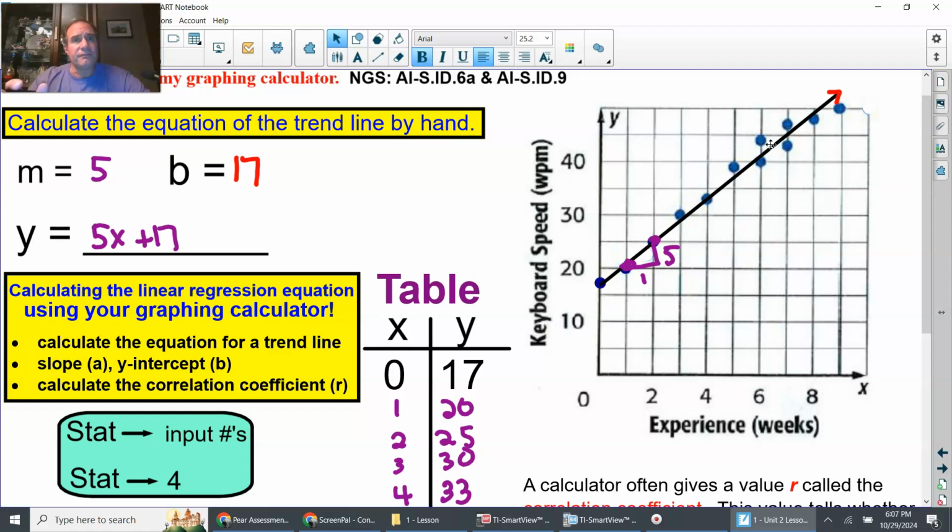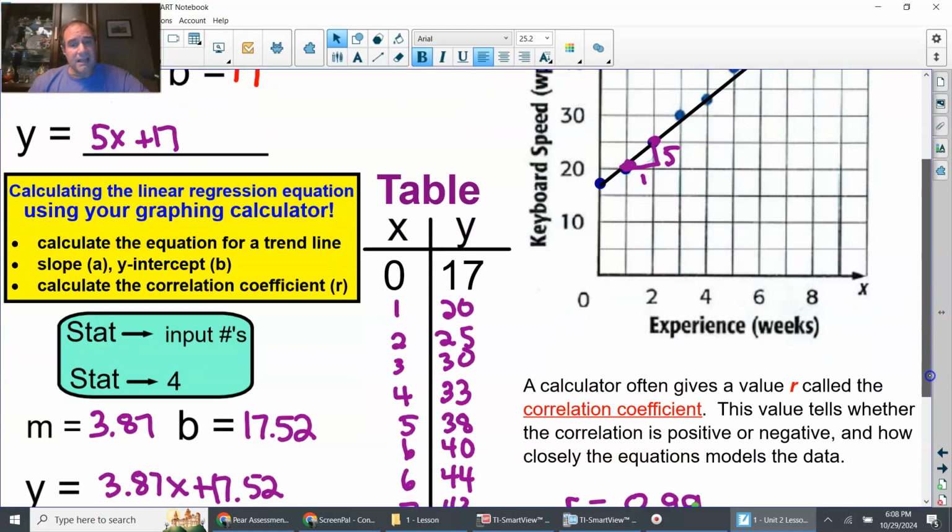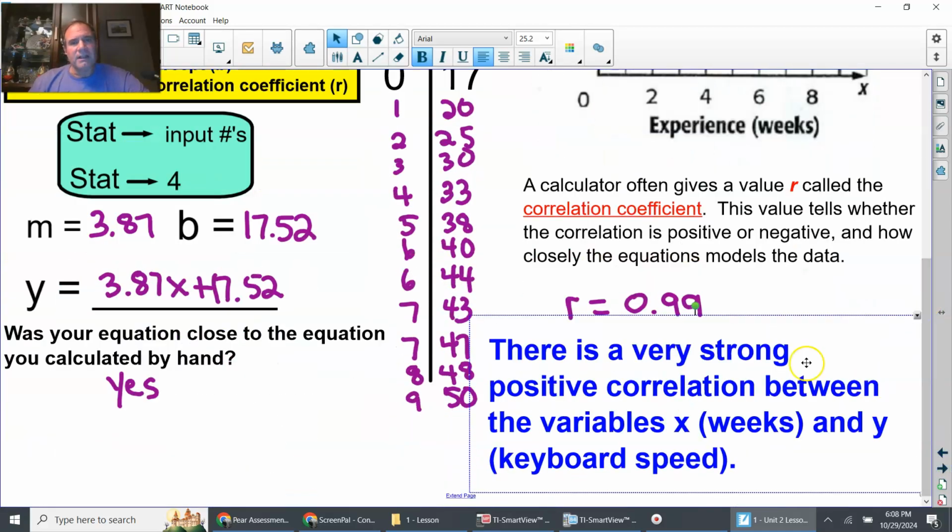All right. It's a positive correlation. Yes. But it could be a weak positive, if the points are further away from the trend line, which they're not. So that's why when you have a 0.99, that is a very strong positive correlation between the variables X, weeks, and Y, keyboard speed. And that's what you have to put there.